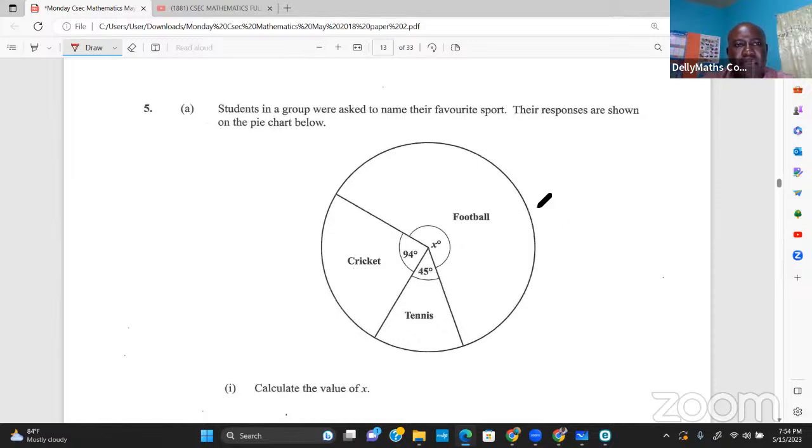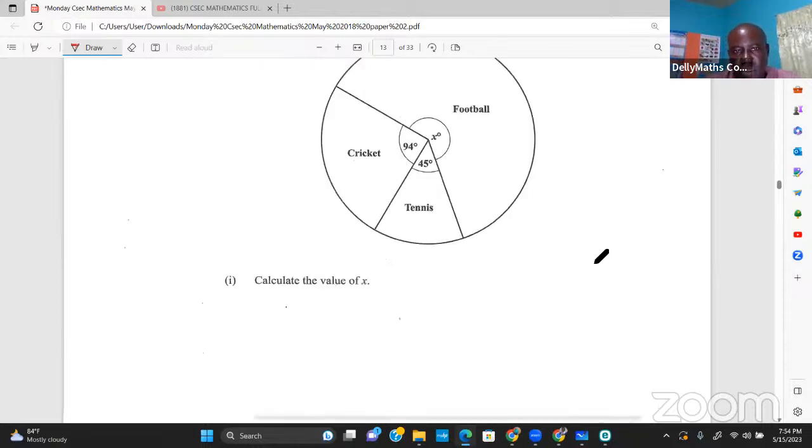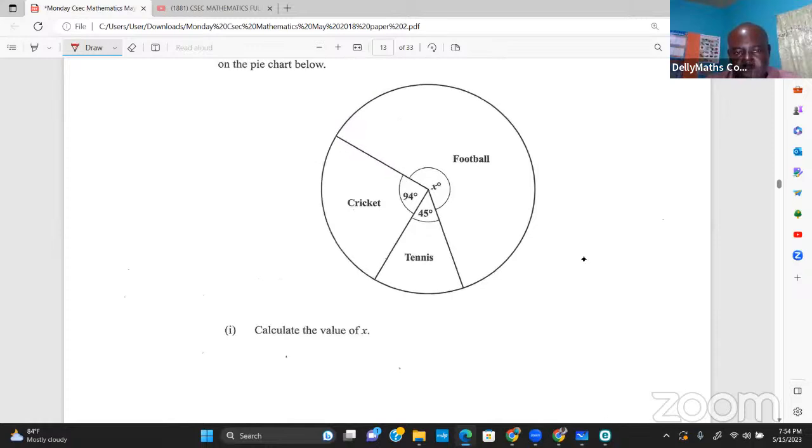So question 5 says, students in a group were asked to name their favorite sport. Their responses are shown on the pie chart below. Calculate the value of X.